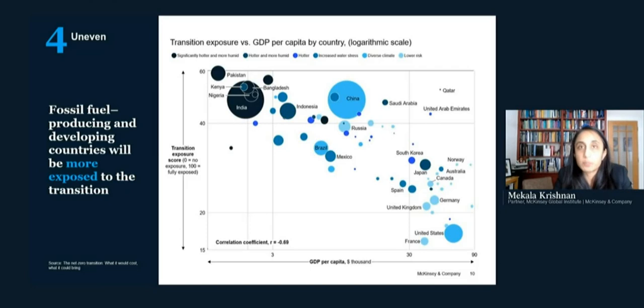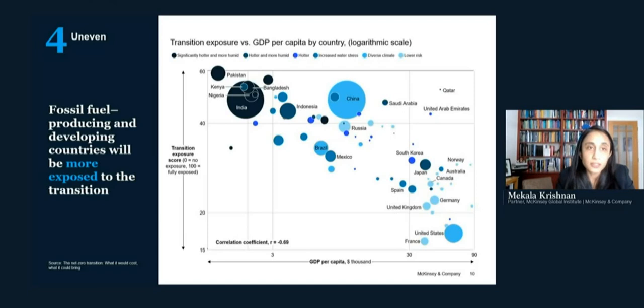It's the average of GDP, average share of GDP, capital stock, and jobs in the most exposed parts of the economy. Sectors that have high emissions themselves because of their operations, or their products have high emissions when used, or their supply chains have high emissions. So we see a transition exposure score ranging from 0 to 100, where 0 implies no exposure, 100 implies fully exposed. And then on the x-axis, we see GDP per capita.